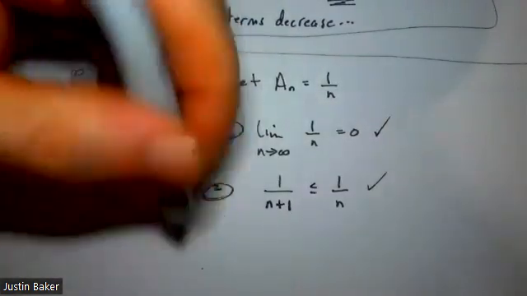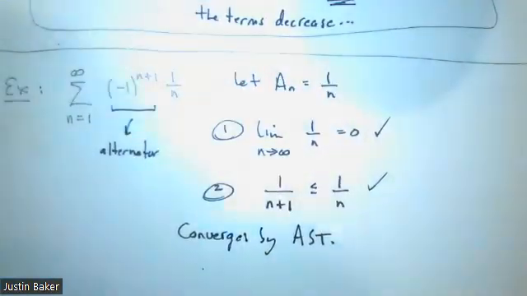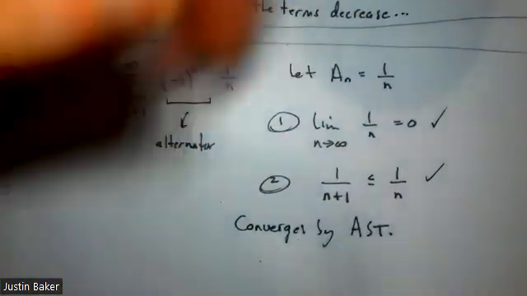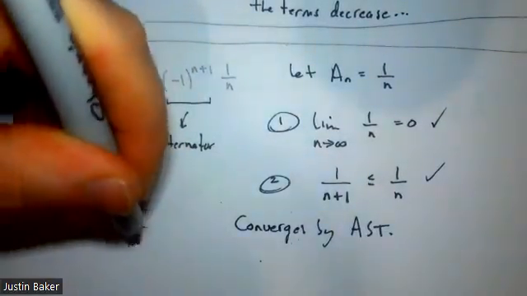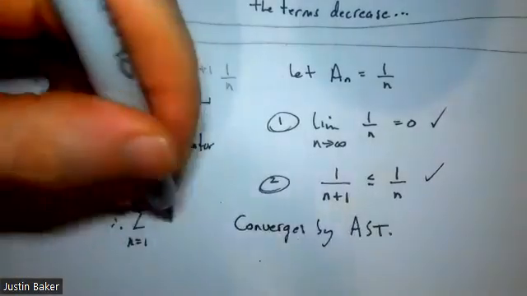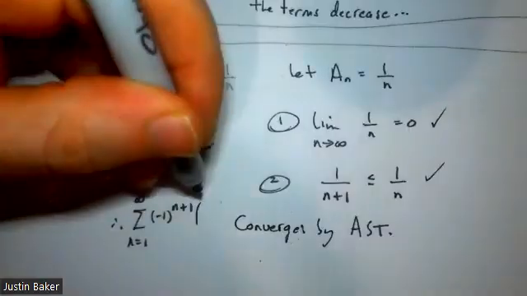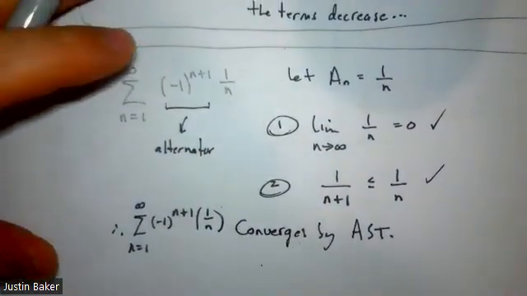So then you could say converges by AST, alternating series test. And it maybe would be better to just write the whole thing. So therefore, the summation of n equals 1 to infinity of -1 to the n plus 1, 1 over n, converges by AST.